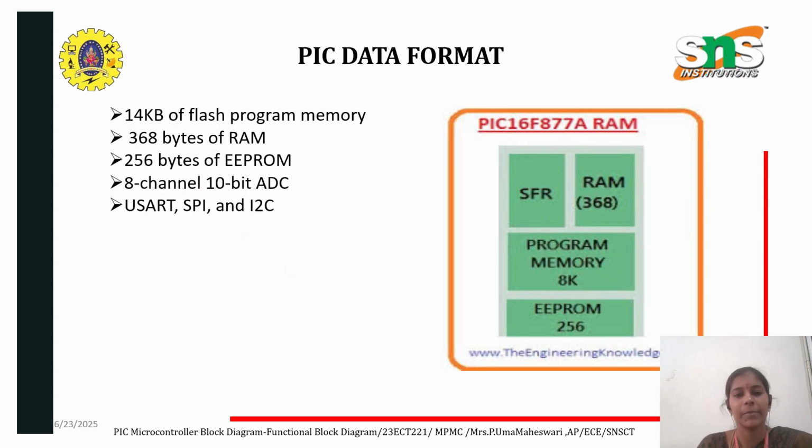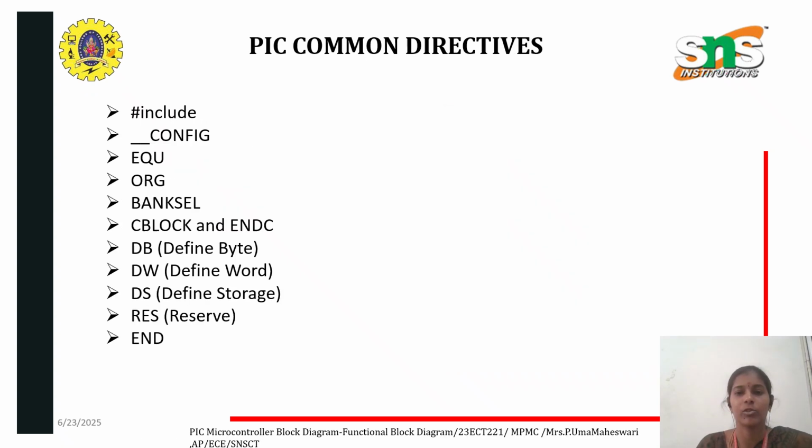It has 14 KB of flash program memory, 368 bytes of RAM and 256 bytes of EEPROM, an 8 channel 10-bit ADC, and USART, SPI and I2C. These are the protocols, so I2C is the inter-integrated circuit protocol.